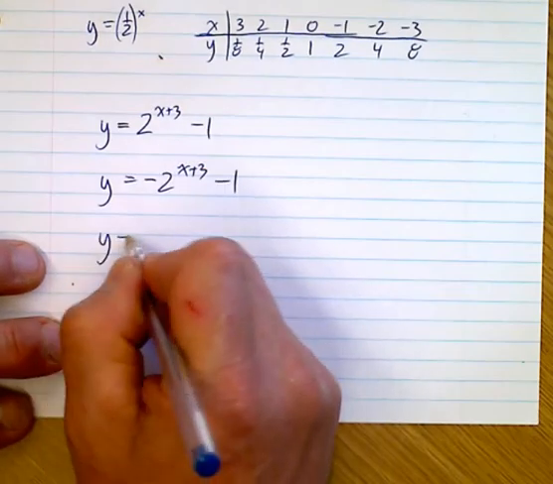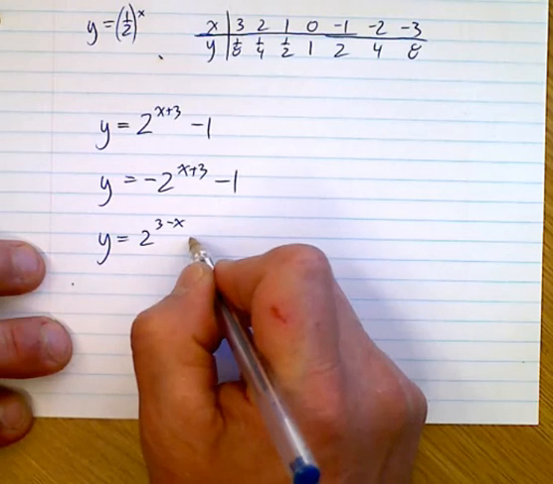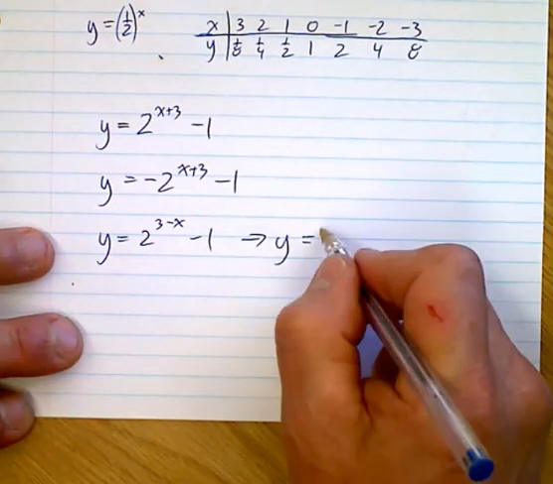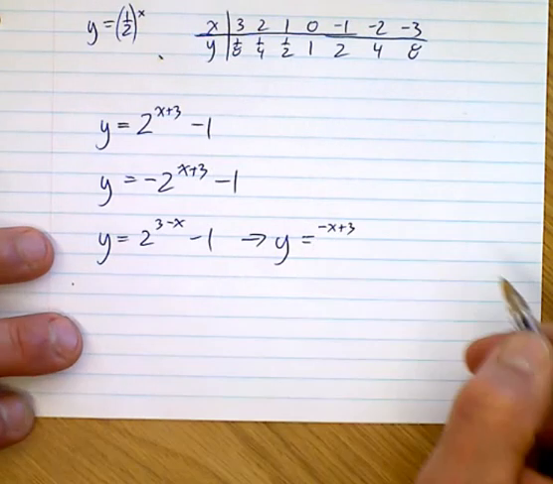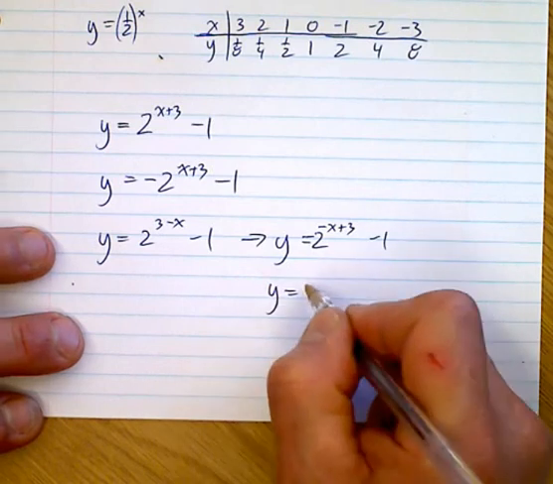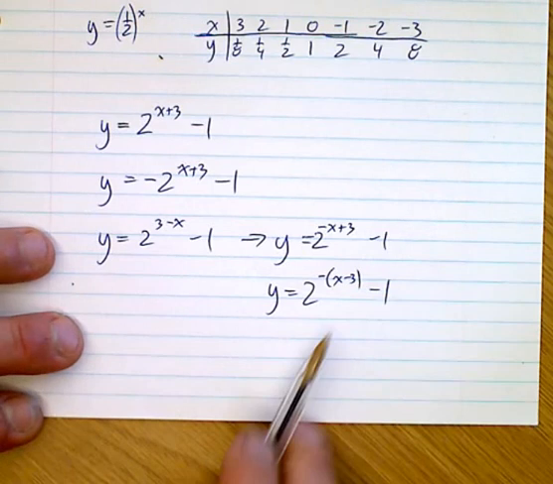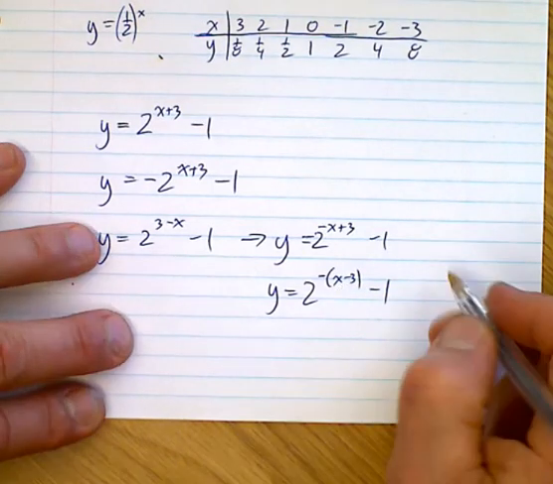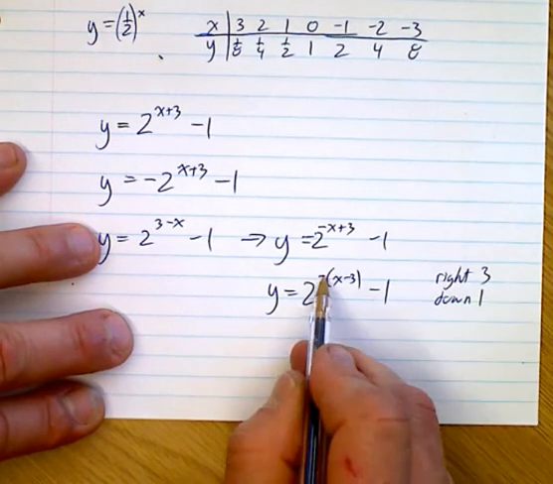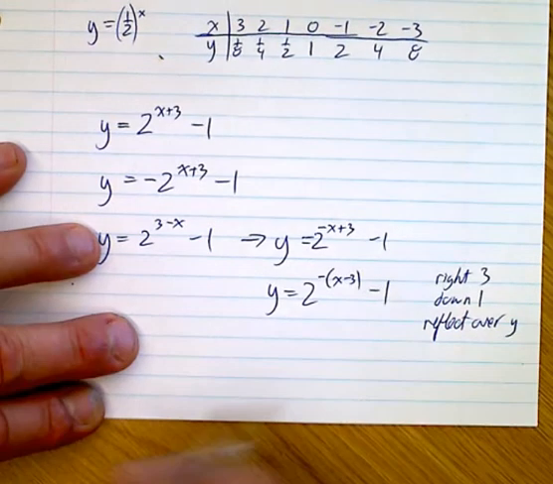How about if I had 2 to the power of 3 minus x minus 1? Well, you'd rewrite this as -x plus 3. Sorry, 2 to the power of -x plus 3 minus 1, which would be 2 to the power of, then we factor out the negative like we always did, right? And now you can see that it's gone right 3. It's gone down 1. And the negative outside means reflect over y. And you've got it, okay?